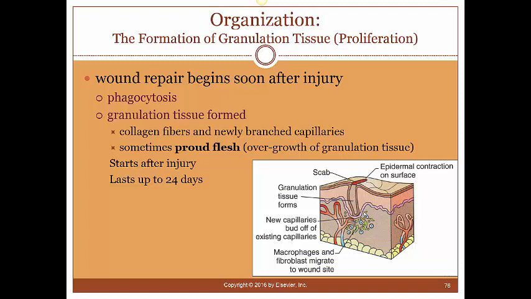So granulation is collagen fibers, and along with those collagen fibers, we get angiogenesis, which is new capillaries are made in that area. Sometimes if we get an overgrowth of granulation tissue from infection or from irritation, we can get something called proud flesh. Proliferation starts after the injury, usually within the first couple of hours. We are already starting into the proliferation phase.